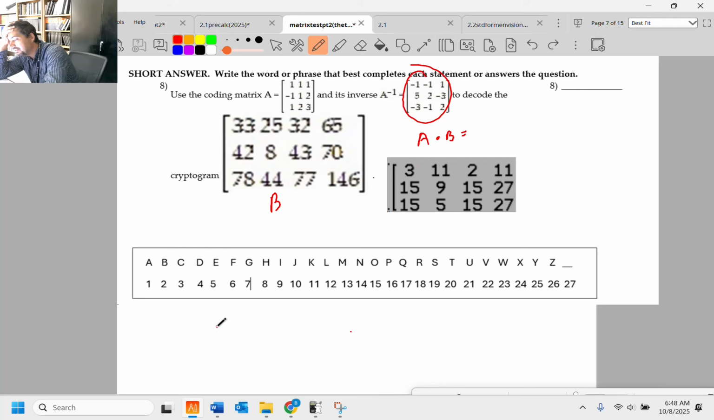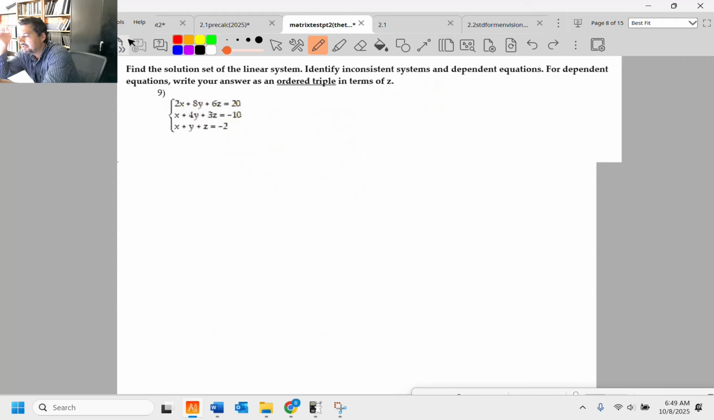So 3 is a C, 15 is an O, 15 is an O, 11 is a K, 9 is an I, 5 is an E, 2 is a B, 15s are O's, and then 11 is a K. So this one said cookie book. Yours might say something else, but this one was cookie book.